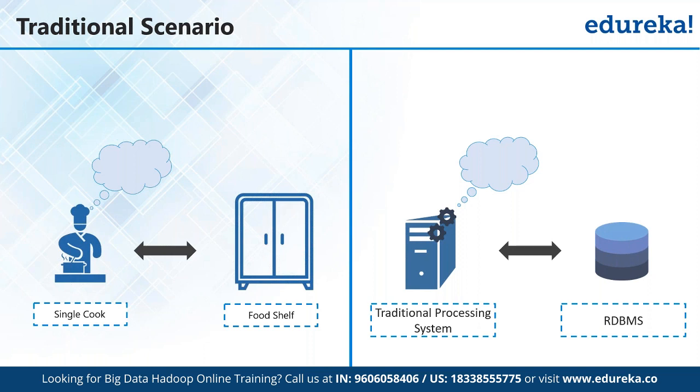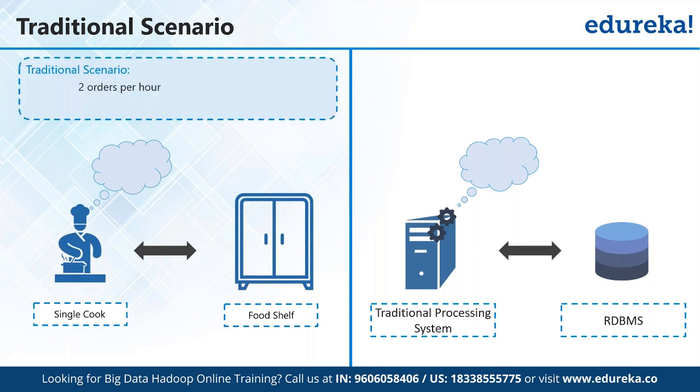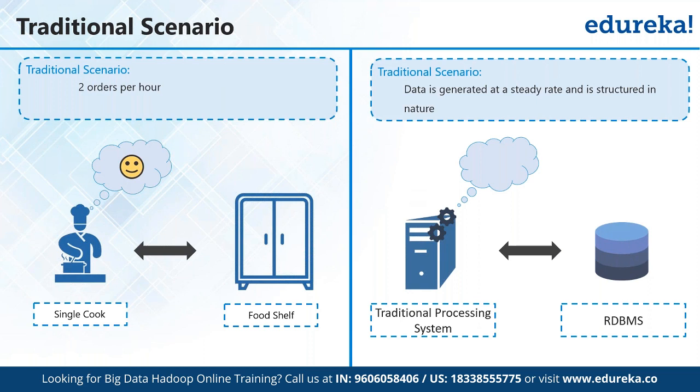Similarly here, you have the processing system and the storage system. You process the data just like the cook processes food, and put it into the RDBMS. This is the traditional scenario. Data is generated at a steady rate and is structured in nature, because in an RDBMS you have structured data. So 2 orders per hour is a steady rate. On the technical side, you process data and put it into the RDBMS.